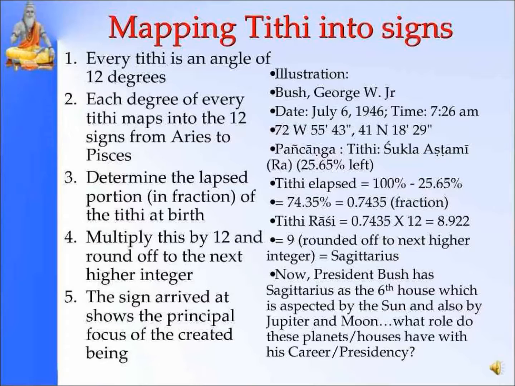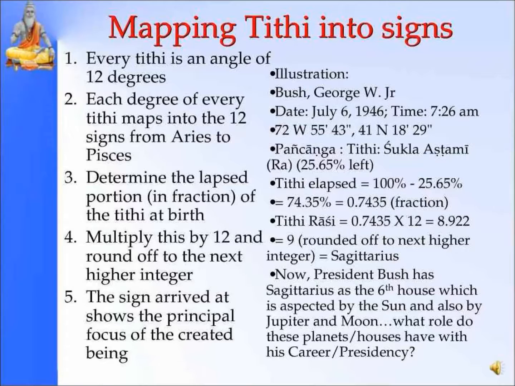From Panchanga, Tithi, here in this case of George Bush Jr., we have Shukla Ashtami. Rahu is his Tithi Lord. His water boy is Rahu. And the balance of Tithi left is 25.65. So Tithi elapsed is 100 minus 25.65. Take that and move the decimals by 2. You take it as a fraction.